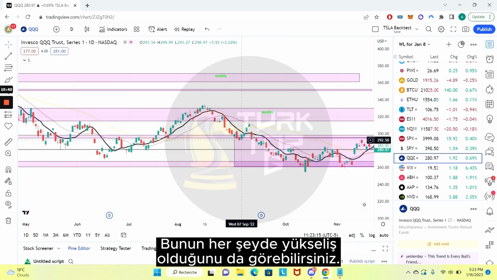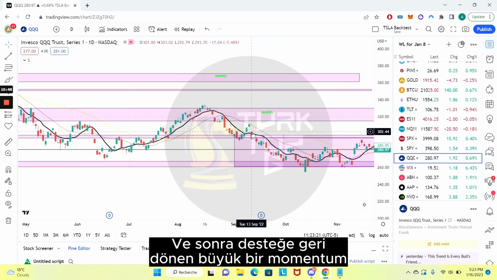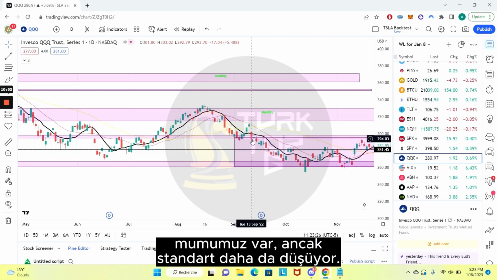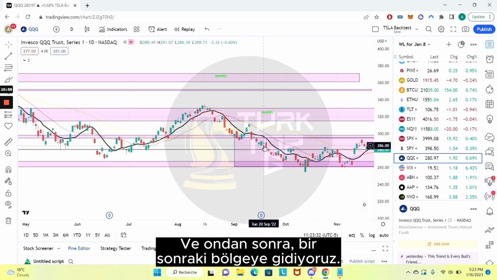You can also see this is bullish engulfing. So it leaves this zone, goes back to the resistance, and then we have a major momentum candle back into the support, but this time it breaks lower. So because this breaks lower, you can get short, and after that we go to the next zone down.